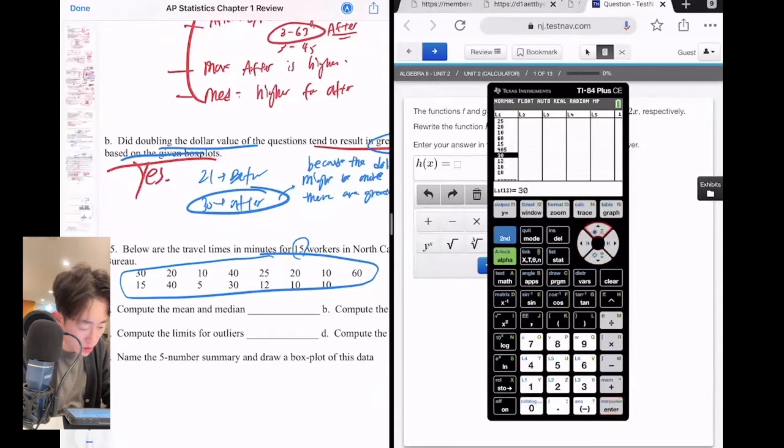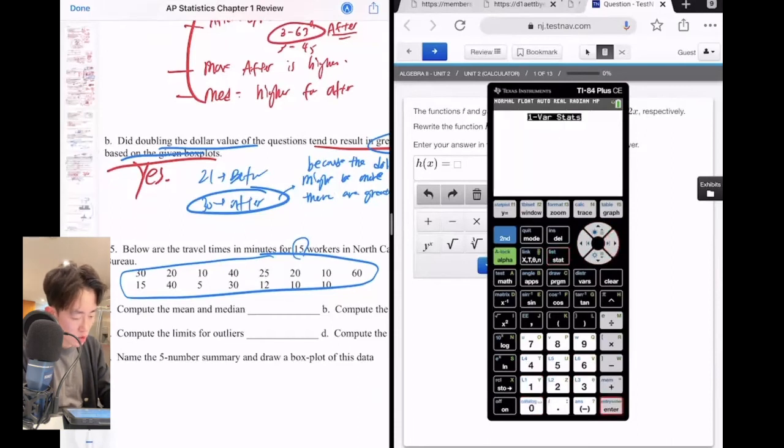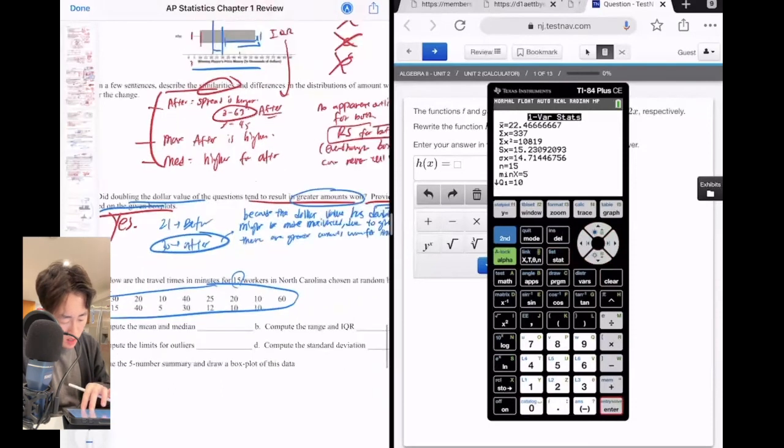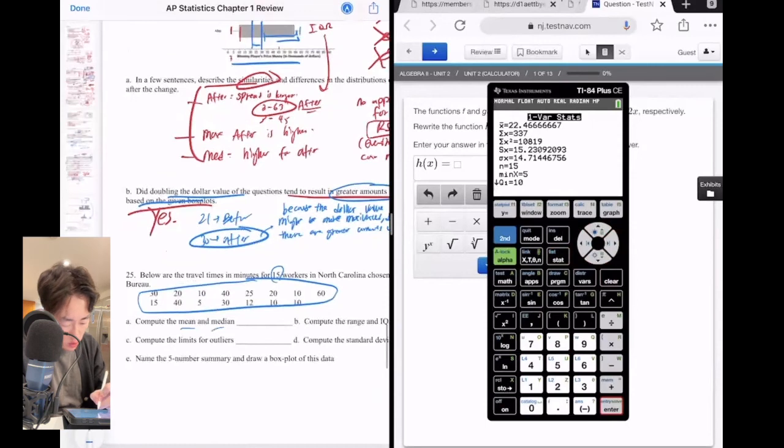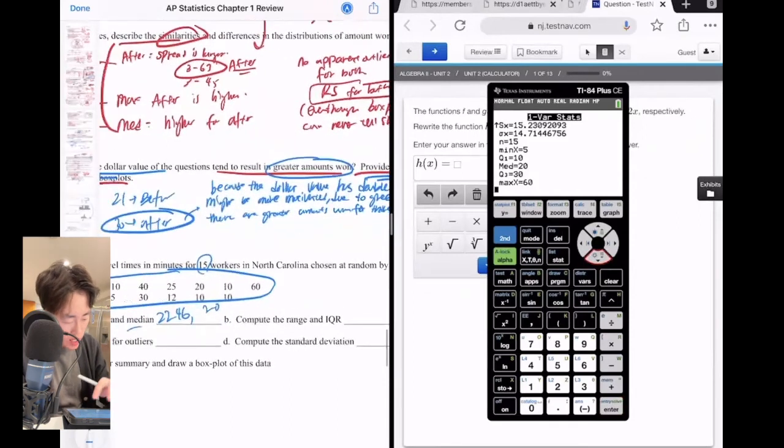So I think I'm missing one. So that should be 40, 5, 30, 12, 10, and 10. So there's 15 in the data set. So go to calc, one-var stats. There's no frequency list. So my mean would be 22.46, and my median would be 20, respectively. The range would be from minimum to maximum, which is 55.